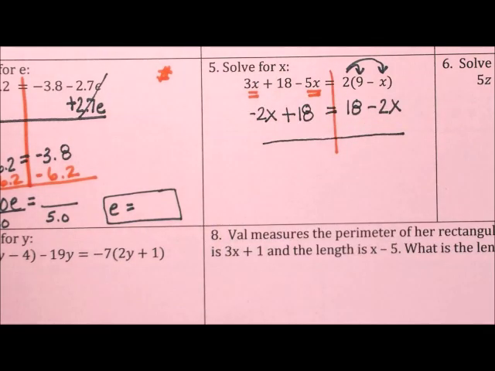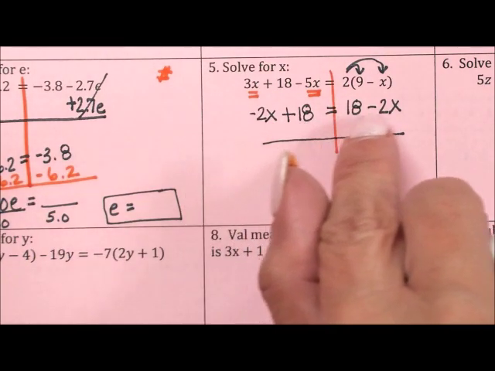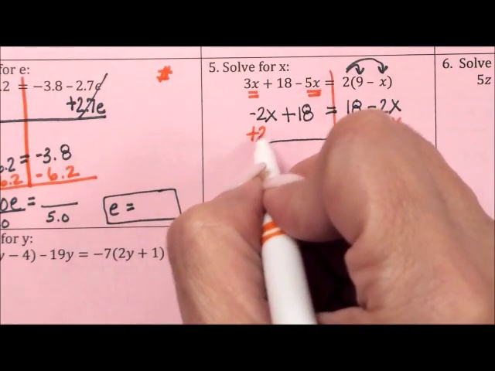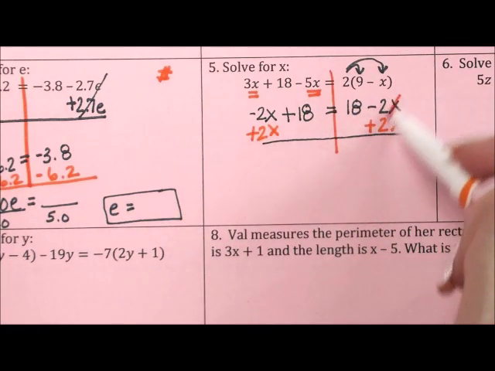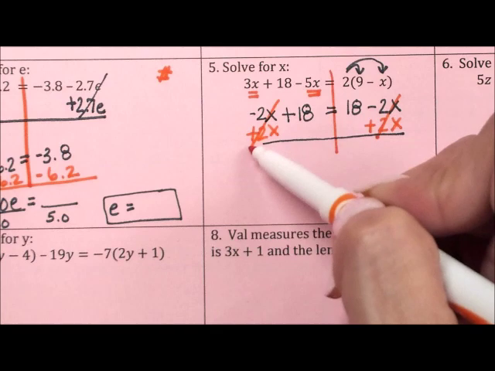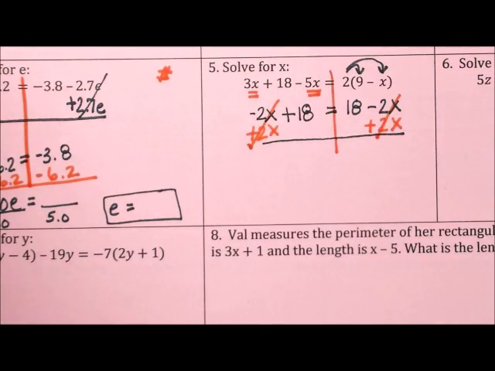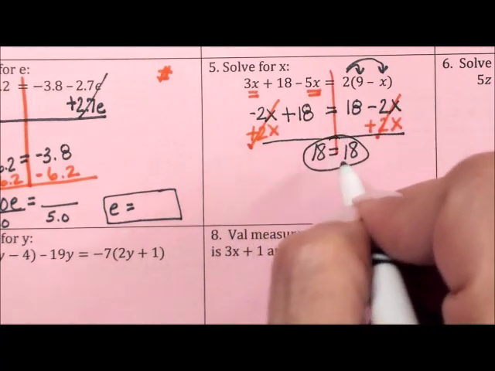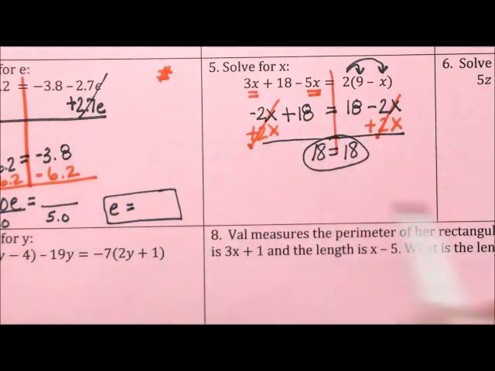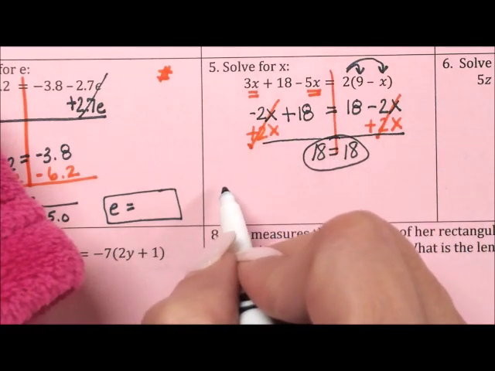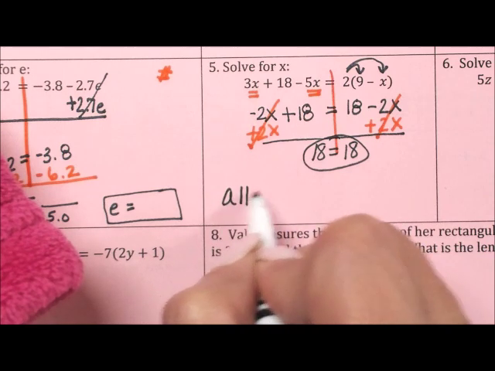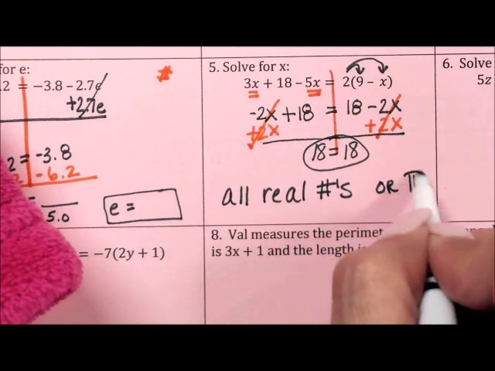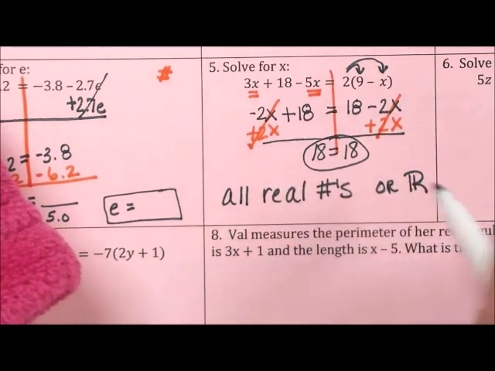What do you notice on this one? Do you notice anything? Aren't these identical? Yeah, I think so. Negative 2 plus 2 is 0. But negative 2 plus 2 is 0 again. You end up with 18 equals 18. And we talked about this being a true statement. If I get a true statement, that means what? Every single number works. So my solution is all real numbers. Or you could say all real numbers. Every single number I use would work.